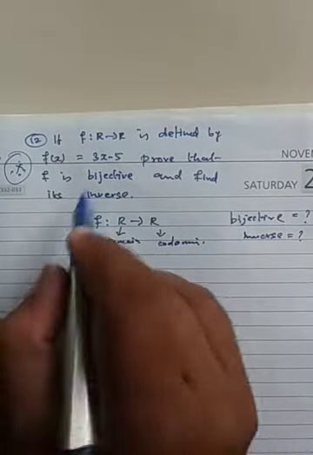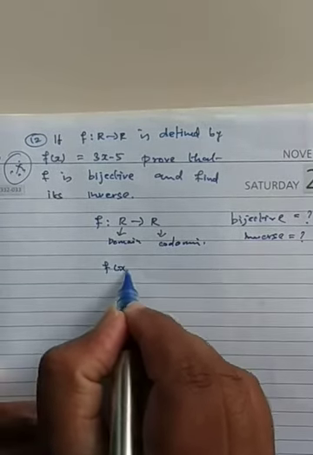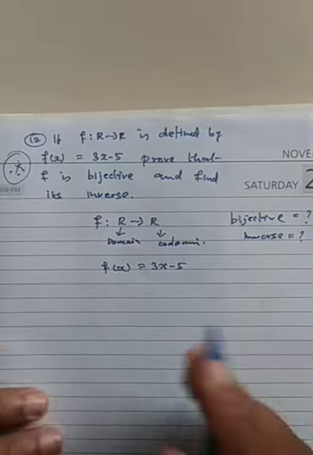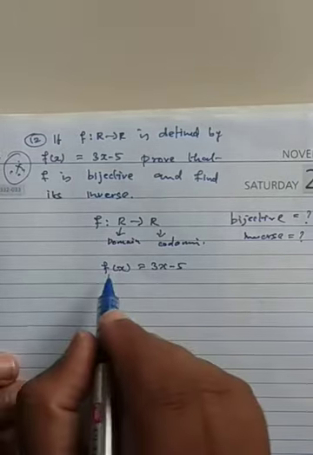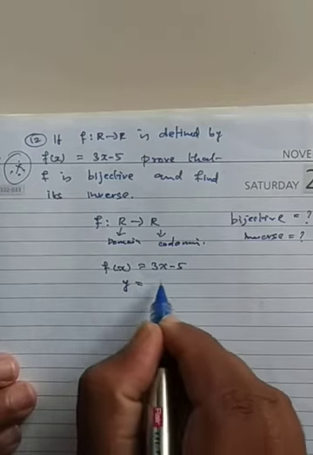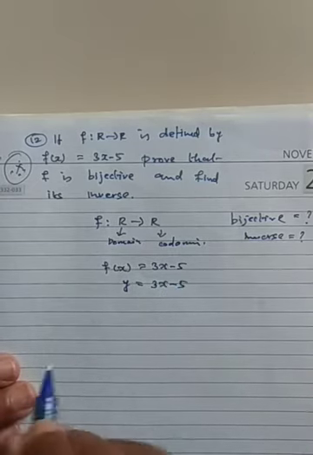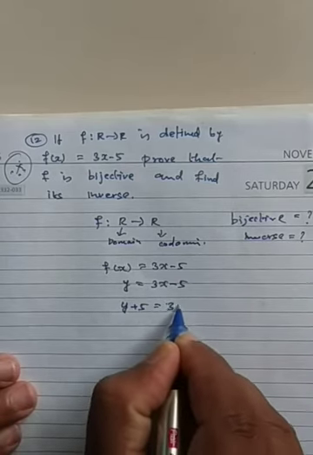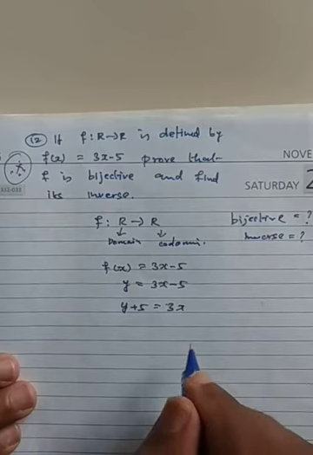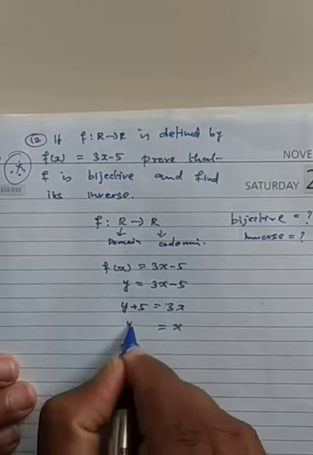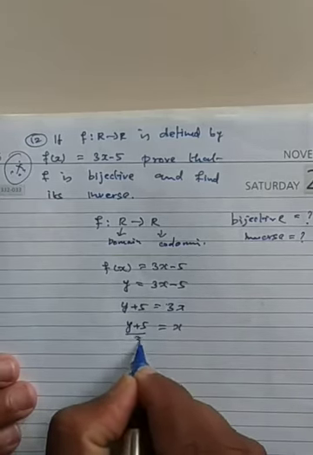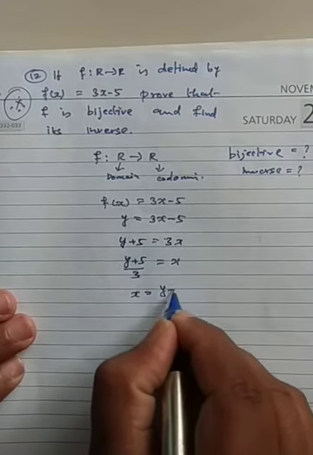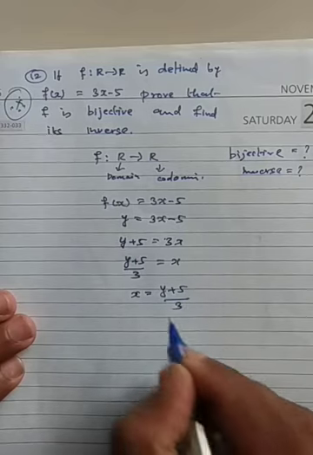Okay, so what's the function? f of x is what here? 3x minus 5. Okay, so how will you prove it? Let me check here. f of x is nothing but y. y equals 3x minus 5. So y plus 5 equals 3x, because minus 5 goes to that side. Then x equals what will come? (y + 5) by 3. Is it correct? Or we can write x equals (y + 5) by 3.